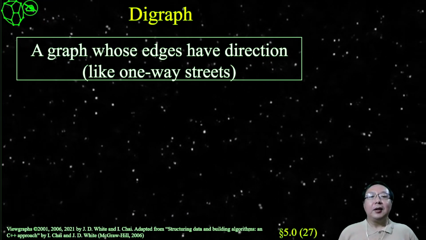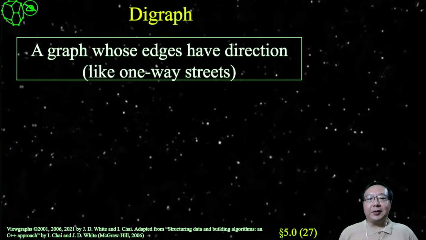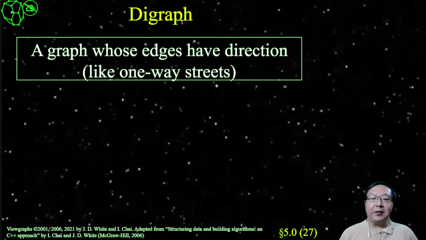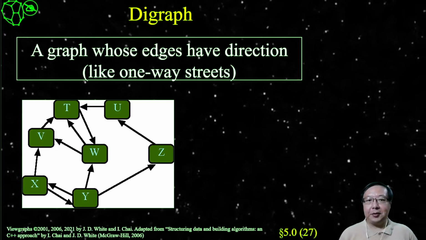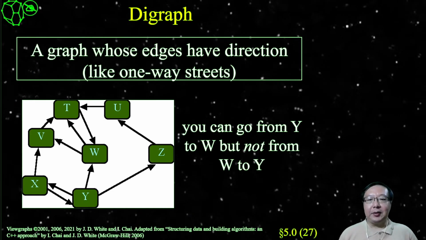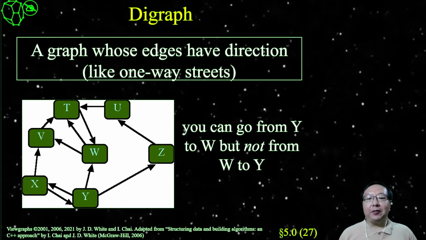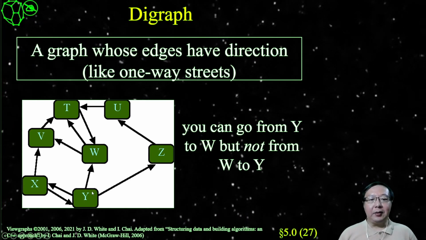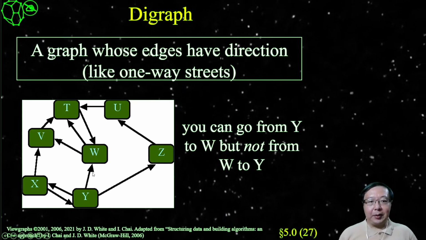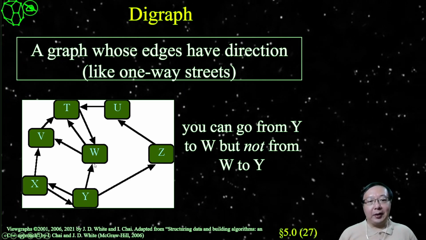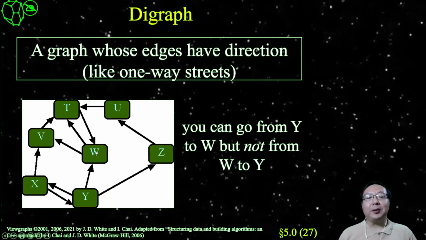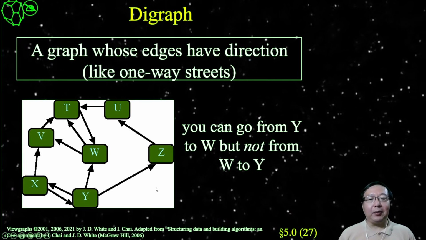Digraph. A graph whose edges have directions, so they're like one-way streets, whereas the previous graphs we looked at are like two-way streets. So here, every edge has a particular direction. You can go from Y to W, but not from W to Y directly. Y, there's an arrow going to W, but you can't come back this way. You have to find some other way if there is another way. As it turns out, there is no other way in this particular one, but it's possible that in another one there might be another way going around somewhere.